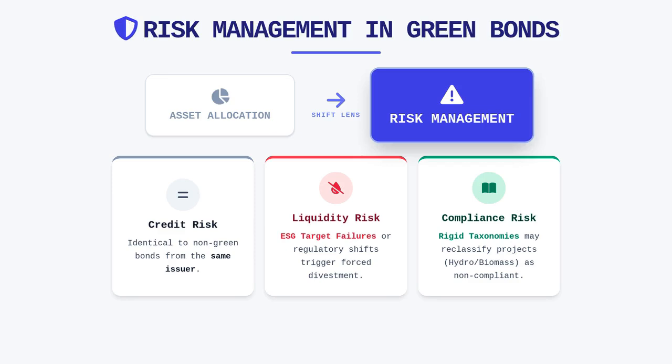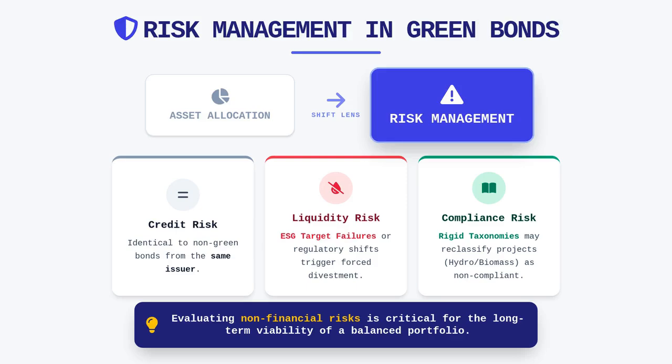Furthermore, as taxonomies become more rigid, bonds that are currently labeled green may fall out of compliance if the underlying project, such as a large-scale hydro dam or biomass project, is reclassified based on updated scientific consensus regarding environmental impacts. By understanding these mechanics, you will be better equipped to evaluate the long-term viability of green debt within a balanced investment portfolio.